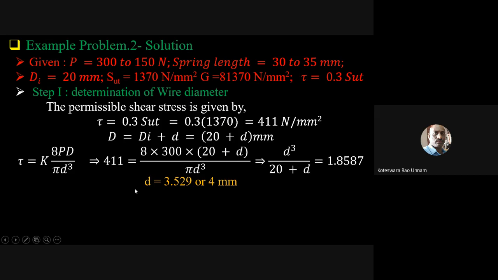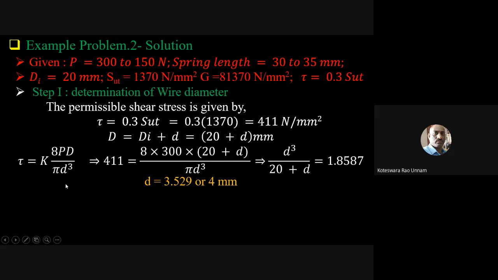Now if I know capital D and small d, I am in a position to find the spring index. Spring index C is nothing but capital D by small d. Once I know the spring index, I'll compute this K value, and then I'll find out the actual resultant shear stress.